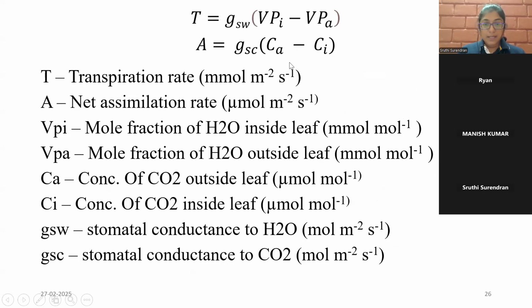So from this, we have understood that transpiration rate is expressed in terms of millimoles per meter square per second. Net assimilation rate is in micromoles per meter square per second. Mole fraction of water inside the leaf is in millimoles, outside the leaf also in millimoles. Carbon dioxide concentration is in micromoles per mole. Stomatal conductance, both of them, in moles per meter square per second. So these are the units of the quantities for these two equations.